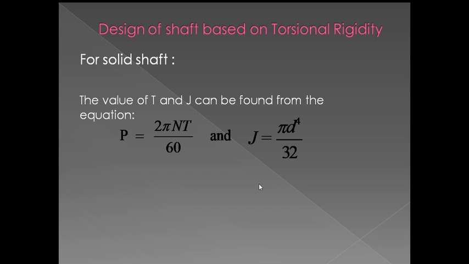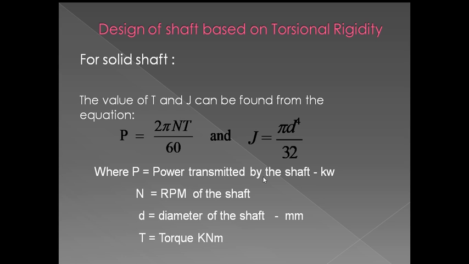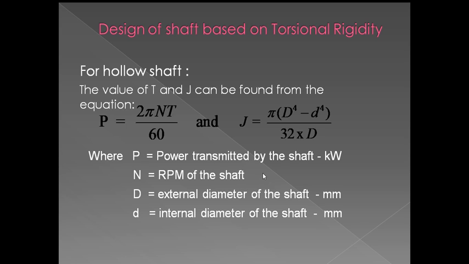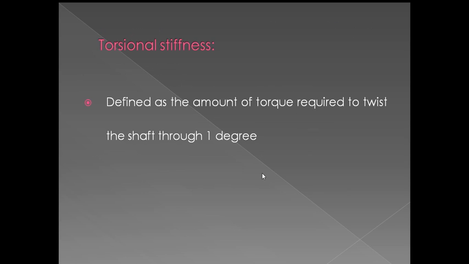Here the J value for a circular shaft is pi by 32 into d to the power of 4. For the hollow shaft, the J value is pi by 32 into external diameter to the power 4 minus internal diameter to the power 4, divided by external diameter. So here torsional stiffness is defined as the amount of torque required to twist the shaft through 1 degree.